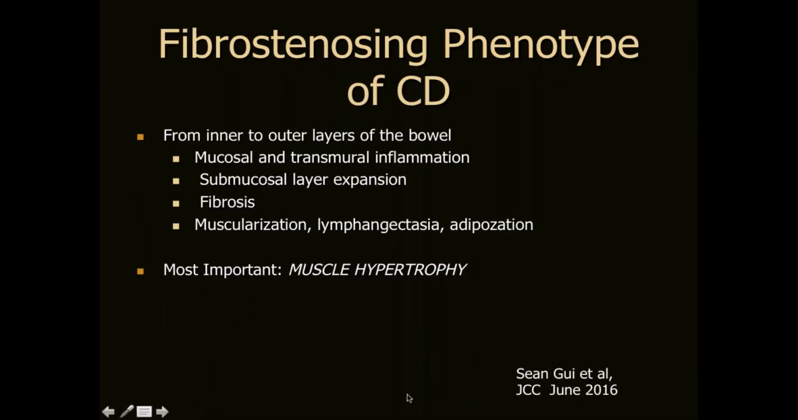And so our pathologist, Dr. Sean Gouy, has actually published this, the fibrostenosing phenotype of Crohn's disease, and he's emphasized that the most important component of this, which is very logical when you consider the elastography results, is muscle hypertrophy.